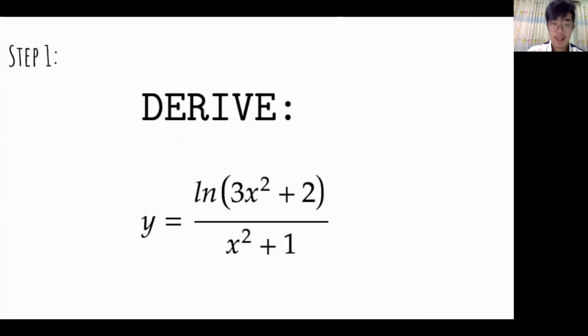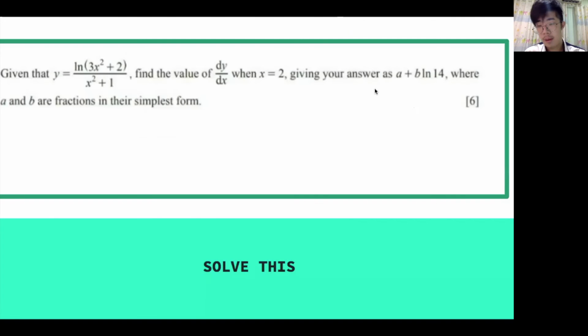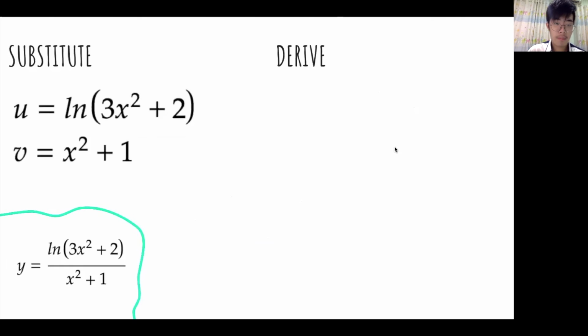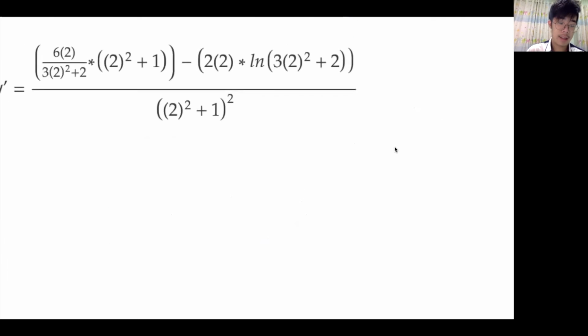Why? Because as the instruction said before, we're going to have to look for the answer in the form of a plus b ln 14. So while your answer may be correct, you're not going to get the full marks. So we're going to have to do these in chunks.